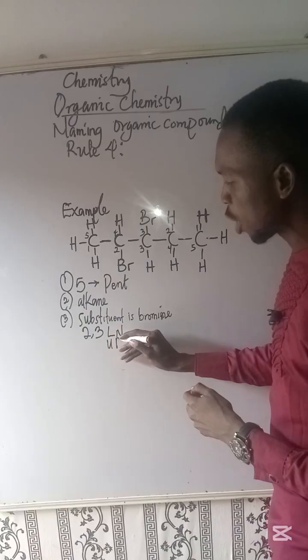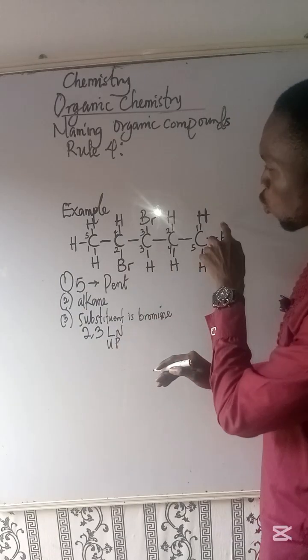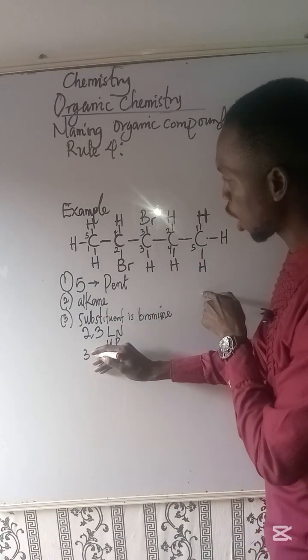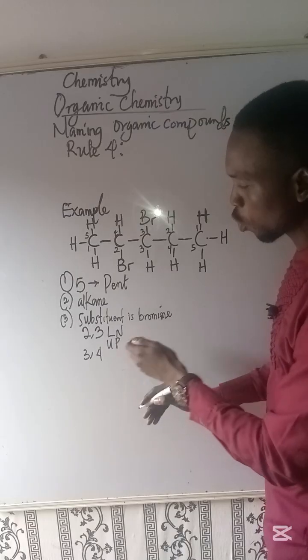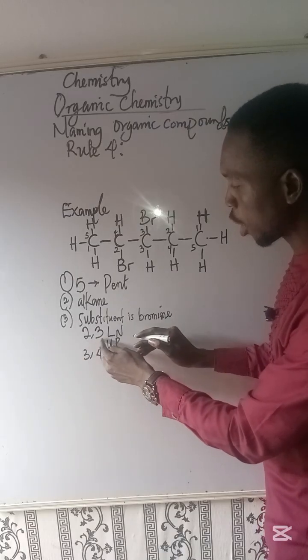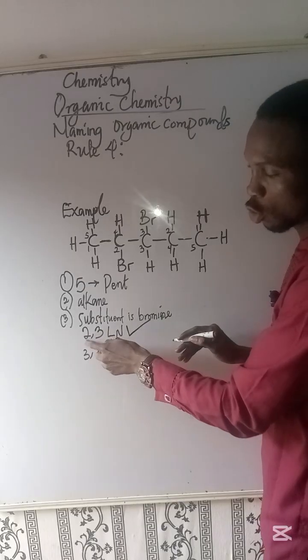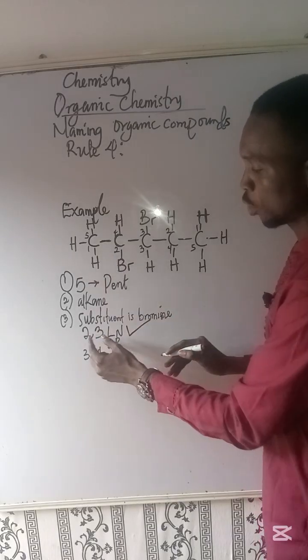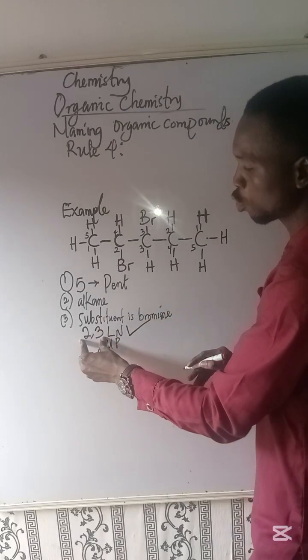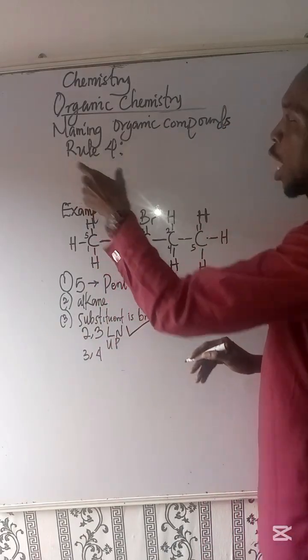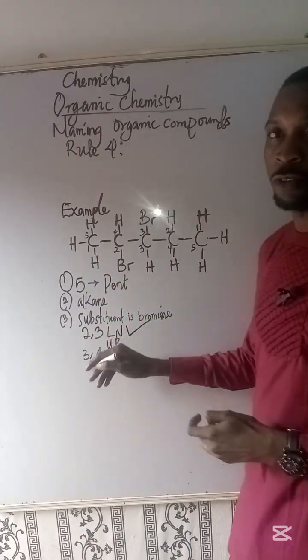Now, that is for lower numbering. For the upper numbering, bromine is on what? Carbon 3 and carbon 4. So we have to consider the lower carbon numbering. So I'm going to go with the lower numbers, 2 and 3. So now, rule number 4 says we should now apply a prefix.